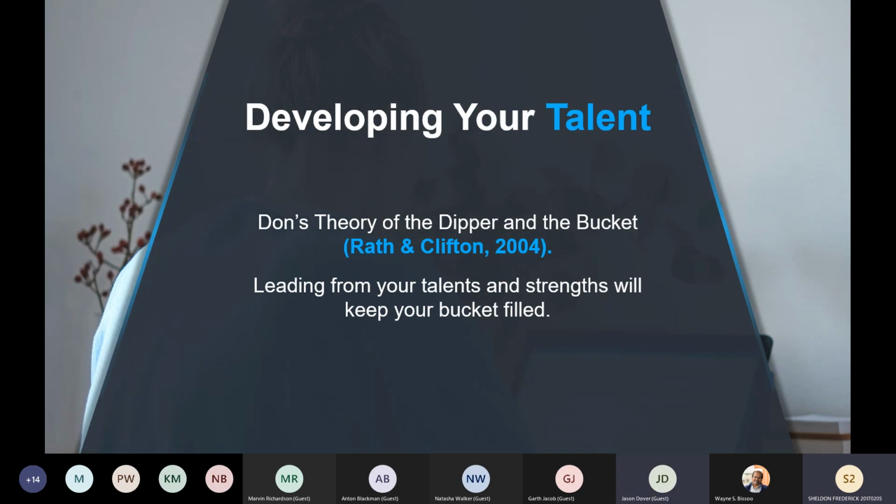Research has shown that when you have opportunities to do what you are best at doing, and when you are recognized for that, you will experience more meaning and satisfaction in what you are doing, and your productivity will increase as a result. Leading from your talents and strengths will keep your bucket filled.